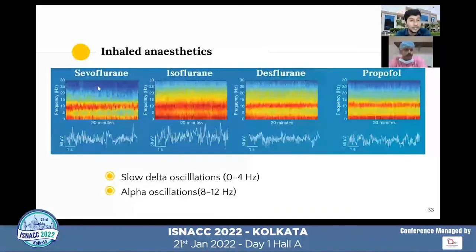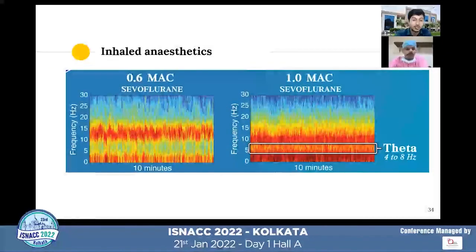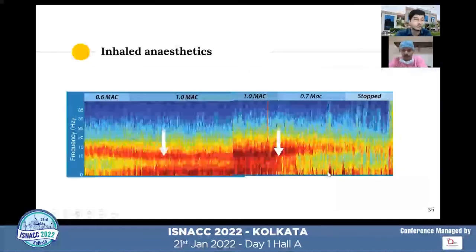Now coming to inhaled anesthetics. Inhaled anesthetics provide an EEG signature which is similar to that of propofol, with alpha oscillations and delta oscillations. But this is dose dependent. That is, at less than 1 MAC, you will see alpha oscillations and delta oscillations. When you increase the concentration to around 1 MAC, there will be a shift from alpha oscillations to theta oscillations, seen with higher MAC concentrations.